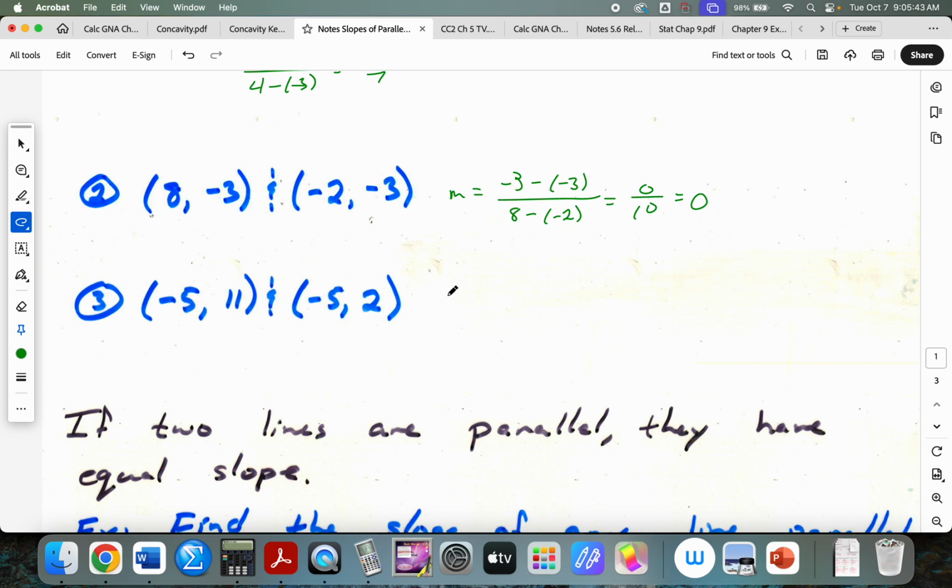Now, oppose that to this next one. Here the slope would be 11 minus 2 over negative 5 minus negative 5. And that's 9 over 0. What's 9 over 0 equal to? I'm sorry? No? It's not 9.